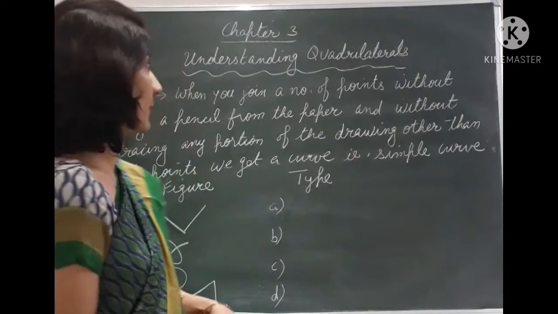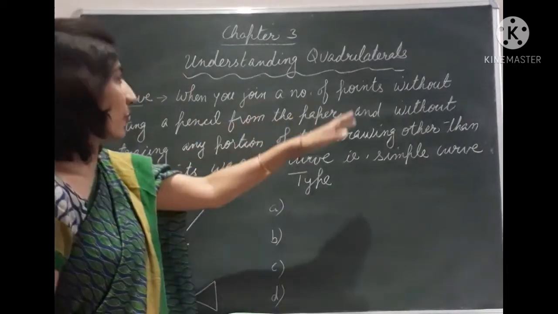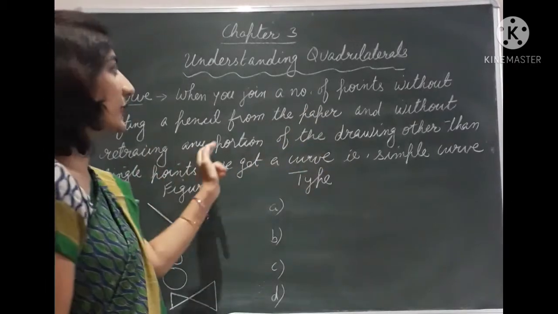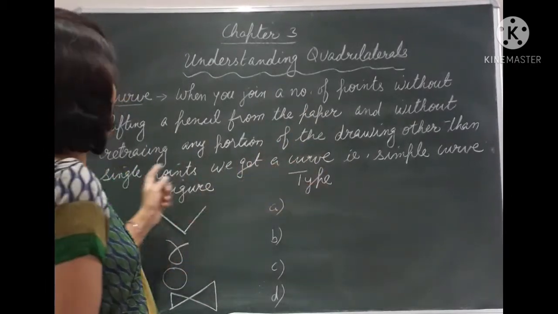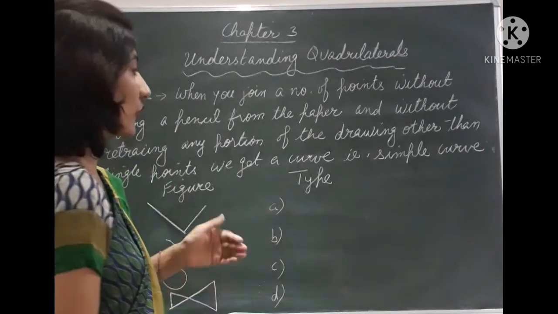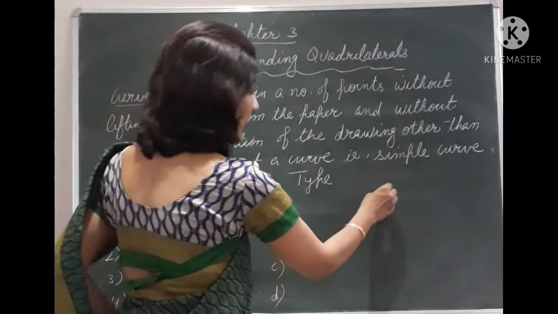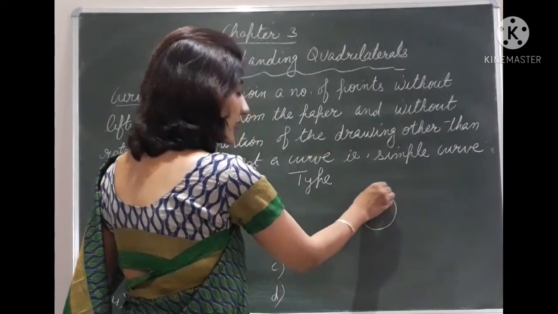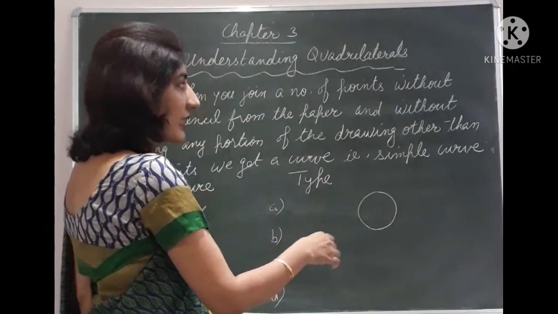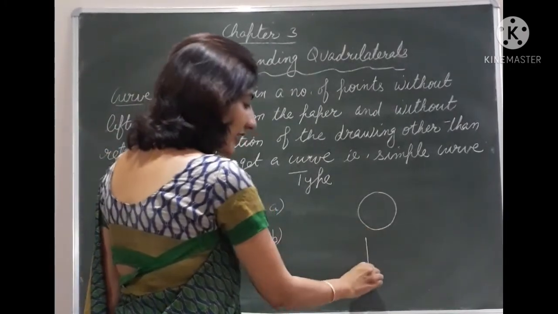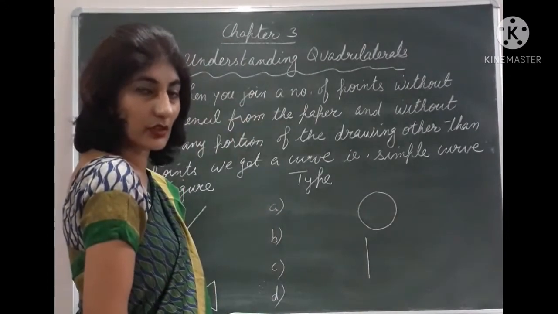What is a curve? When you join a number of points without lifting a pencil from the paper and without retracing the portion of the drawing other than the single points, we get a curve. See, when you draw any figure without lifting up the pencil, and without retracing, means without overwriting the path, I get a curve. So according to this, in mathematics, this line is also a curve. Yes, it is also a curve.